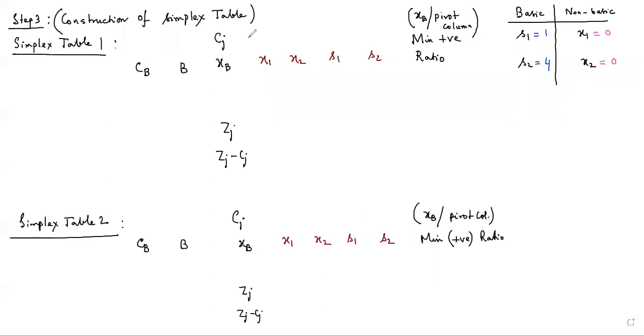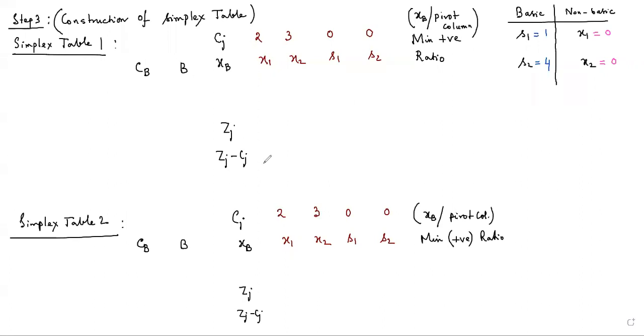What is Cj? Cj are the per unit contributions of these variables into the objective function. What is the coefficient of x1 in the new objective function? The coefficient is 2, same as the old objective function. Coefficient of x2 in the new objective function is 3, same as the old objective function. Coefficient of S1 in the new objective function is 0. Coefficient of S2 is 0. So here we are going to do the same thing: 2, 3, 0, 0.